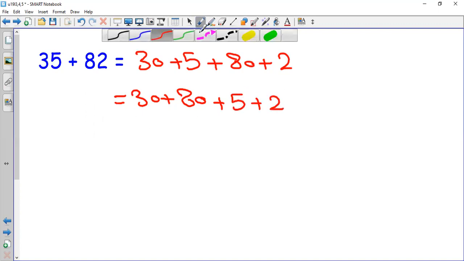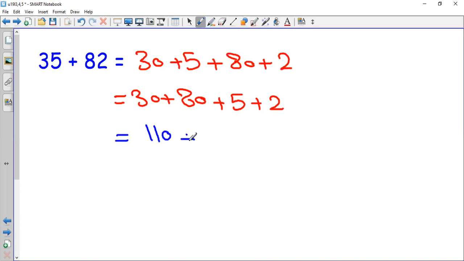Now let's find the sum of tens, the total of tens together and the total of ones together. 30 plus 80: I know that 8 plus 3 is 11, so 30 plus 80 is 110. And 5 plus 2 is 7. Add these two numbers together. 110 plus 7 is 117.